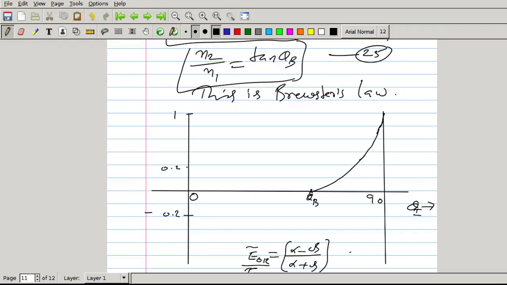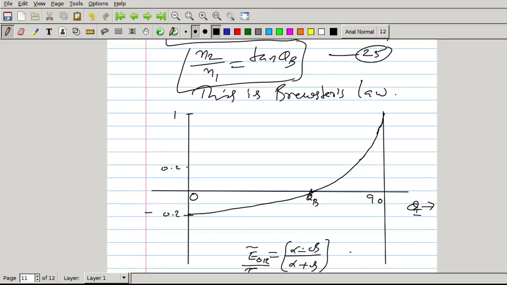If theta is below theta b, then this term E0 R by E0, if alpha is less than beta, when it goes beyond this, alpha greater than beta, it will increase on the positive side. If alpha is less than beta, it will decrease like this, so it is on the negative side. And if theta equal to 0, when theta equal to 0, alpha equal to 1.